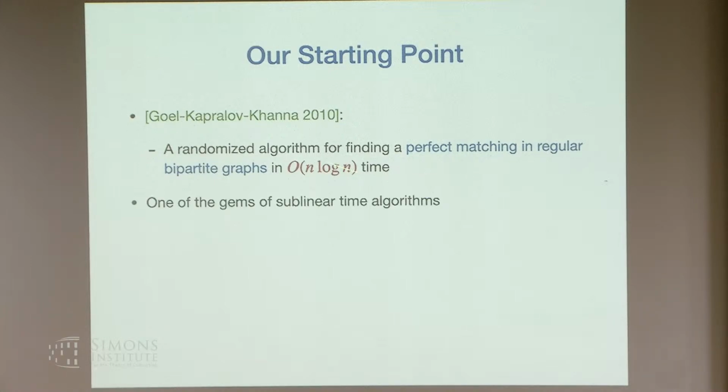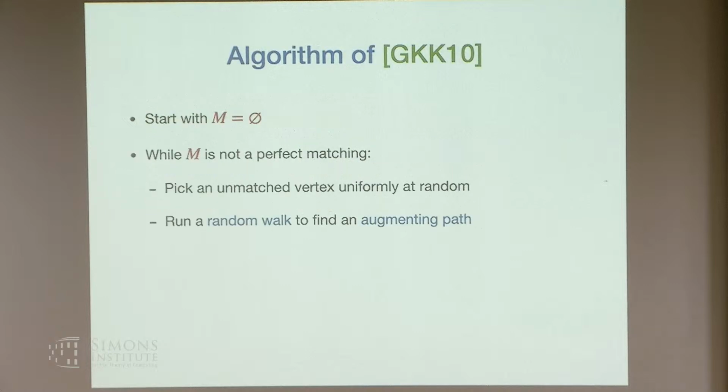And this is really one of the true gems of sublinear time algorithms. This entire algorithm, its analysis is like 1.5 pages. It's very beautiful. Let me tell you the algorithm. You start with an empty matching. While it is not a perfect matching, you just pick an unmatched vertex uniformly at random. And you just do a random walk, basically, meaning that, let me show you an example.